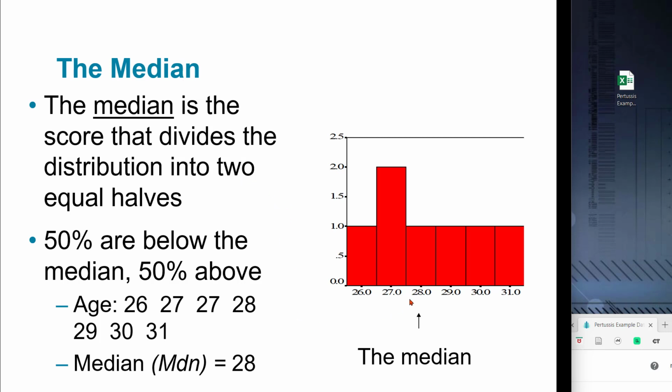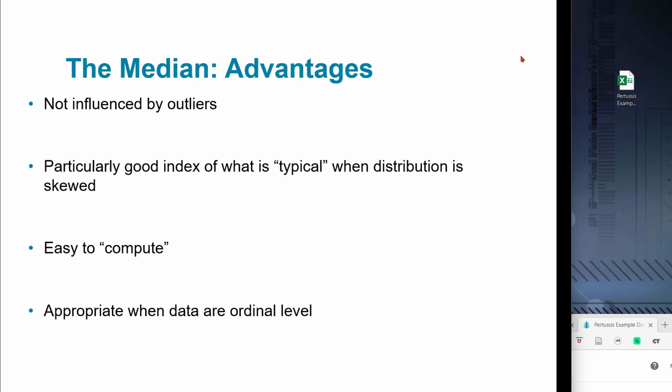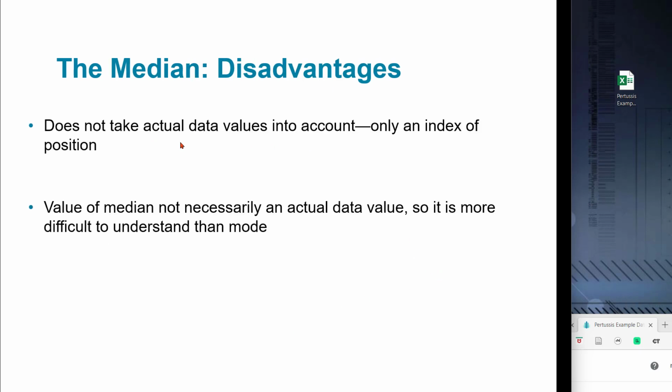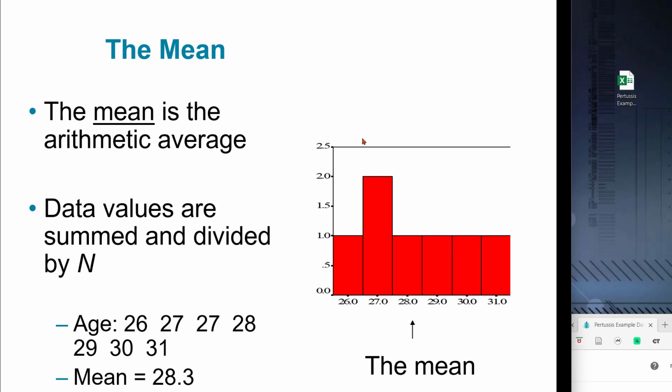The median is the score that divides the distribution into two equal halves. The median is popular because it's easy to compute. It's a good index of what's typical because it splits the data in half. It's not influenced by outliers because it's just in the middle. And you can use it with ordinal level data once you rank the dataset. The median also has disadvantages. It doesn't take actual data values into account as it just splits the data in half and it's not necessarily an actual number.